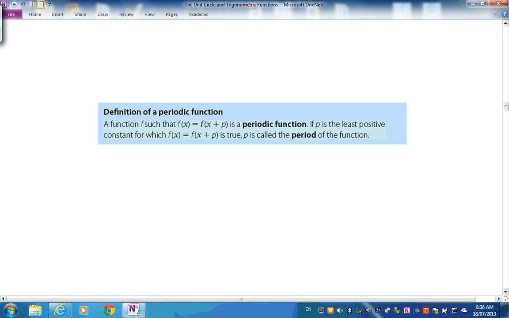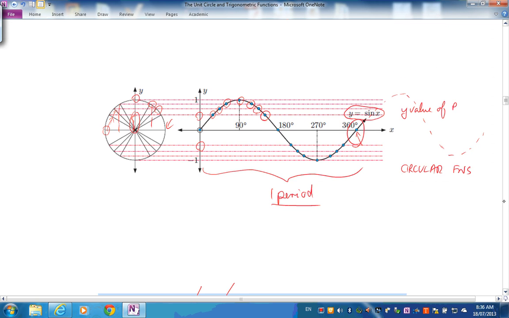A periodic function is a function such that if you add a value p to it, you get the same value. For all x's, it's got to work. P is the least positive constant for which you get a repeated function value. So you start with a value and then p later, you're going to get the same value. What would p be? What is p for sine x? What is it from what we just did? Do you want to come back up and have a look? What do you reckon? How long before it repeats itself?